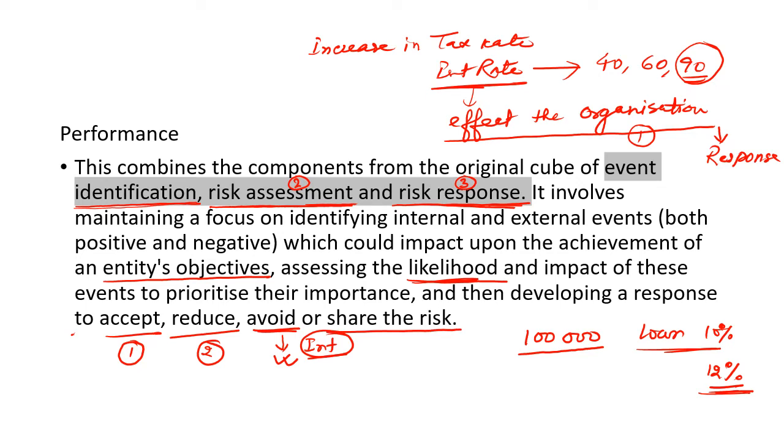Sharing the risk is also another option. For example, an insurance company has taken insurance of a very huge amount. Suppose if the event happens, they have to pay 1 crore rupees. So this is a huge amount. What does this insurance company do? They can reinsure this amount with another insurance company. They can divide, they can reduce the risk, they can share the risk.